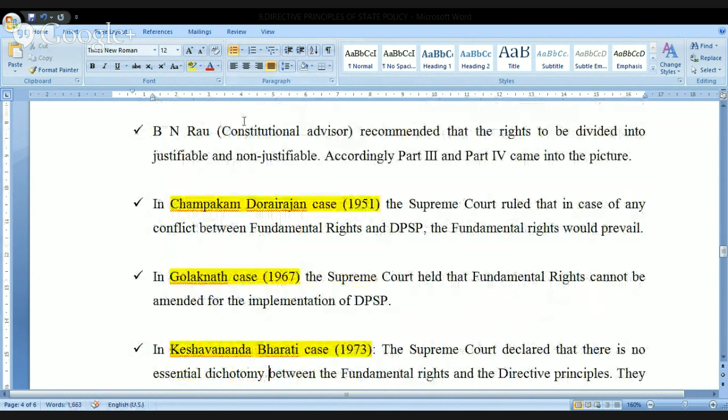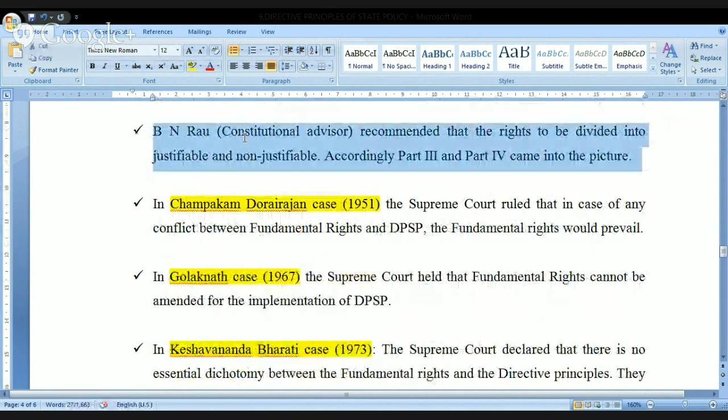Look at this next point. B.N. Rau, I told you about this great man. He was the constitutional advisor. He recommended that the rights be divided into justiciable and non-justiciable. Accordingly, Part 3 and Part 4 came into the picture. Meaning, according to him, everything that is mentioned in the DPSP are also rights, but they should be divided into justiciable and non-justiciable. That's the reason we are coming across Part 3 and Part 4 of the Indian Constitution.